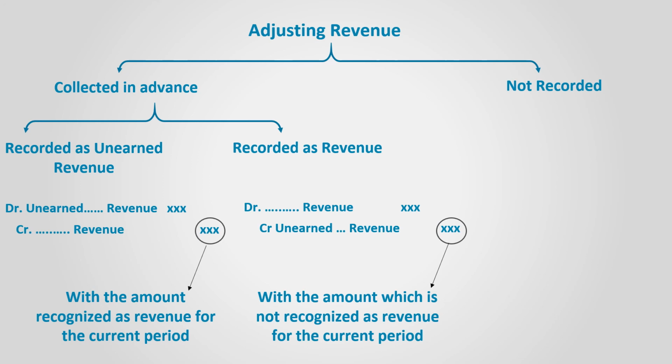On the other hand, if the revenue is done but not recorded, it would be credited by the amount recognized and the accounts receivable account is debited.